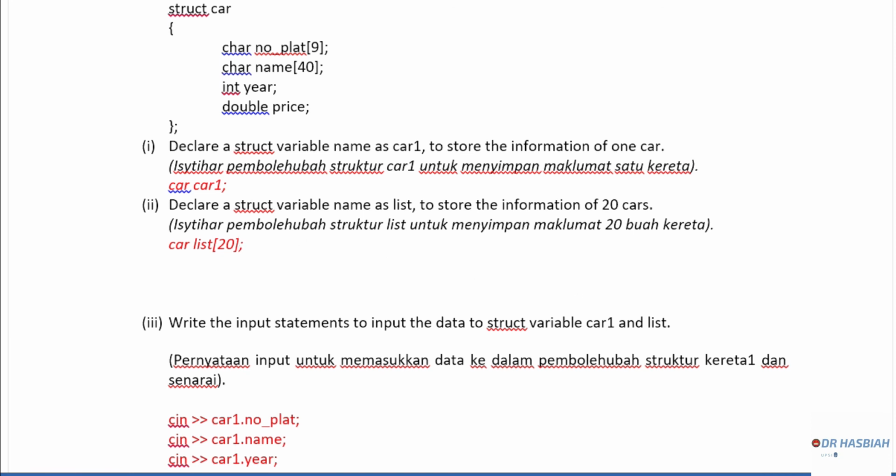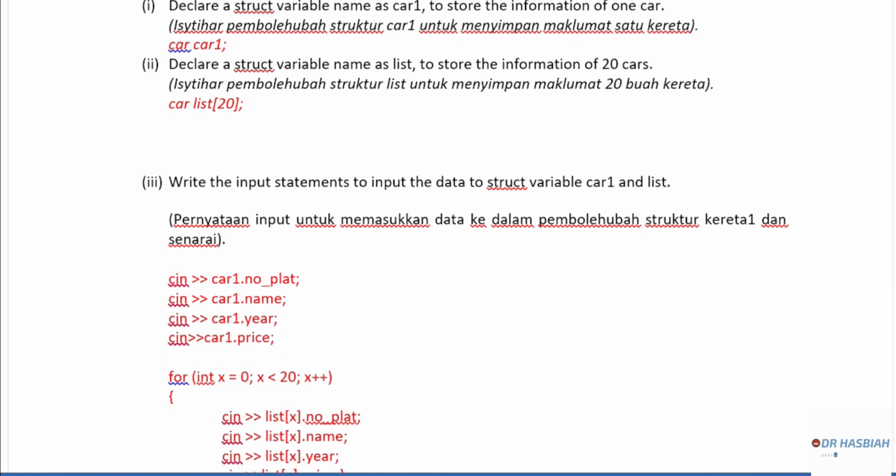Now the third question here. What the question asks us: write the input statement to input the data to struct variable car1 and list. You have to write the input statement to input the data into the struct variable car1 and list. For car1, we just use the cin statement. Cin car1, our struct name car1 dot number plate, car1 dot name, car1 dot year and car1 dot price. Don't forget to use the dot operator for each struct member: dot number plate, dot name, dot year and dot price.